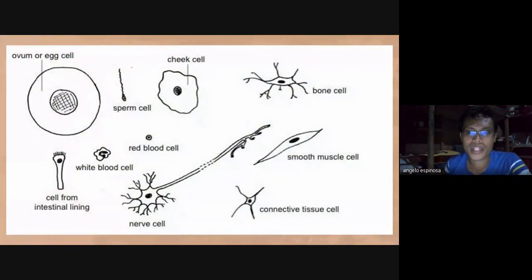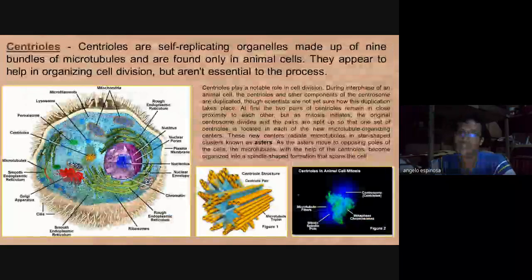So we have the various different types of cells in the body of animals. For example, here we have the egg cell, the ovum, and the sperm cell. We have a bone cell, and a cell from the intestinal lining of our small intestine. And then we have white blood cells, red blood cells, nerve cells in the nerve tissues, smooth muscle cells, and connective tissue cells.